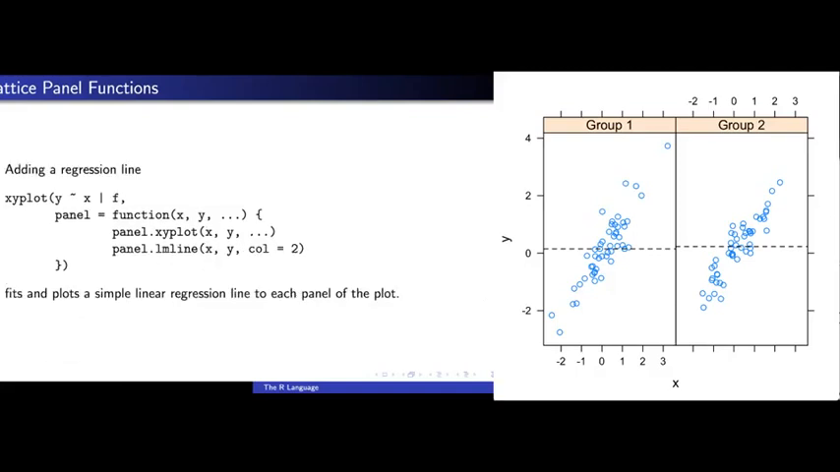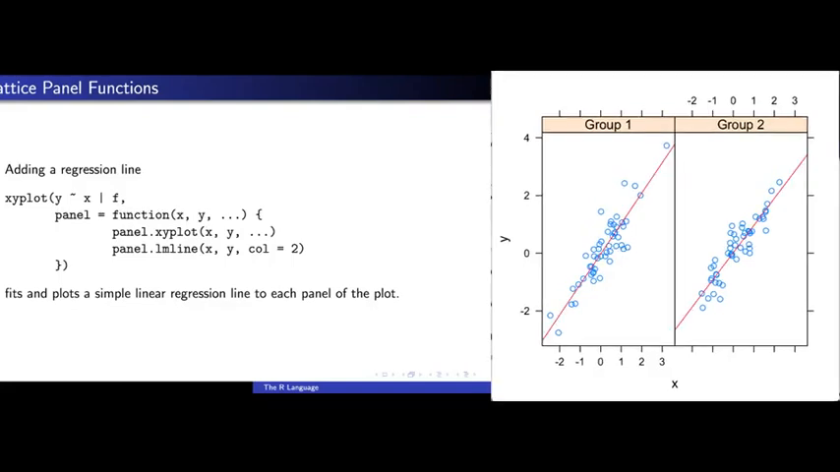In the previous plot, I just added a horizontal line for the median of y, but suppose I wanted to add a regression line for each of the panels in my plot. So now I can call my custom panel function after plotting the points with the panel.xyplot function. I can call the panel.lmline function, and here I'm specifying that I want the regression line to be of color equals 2, which is going to be red. So here the panel.lmline function just adds a regression line to each of the panels.